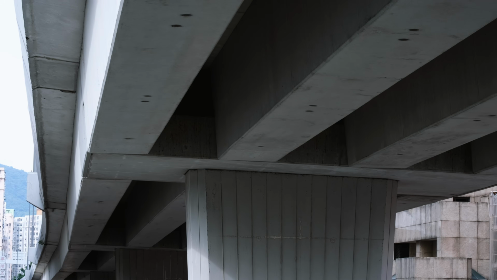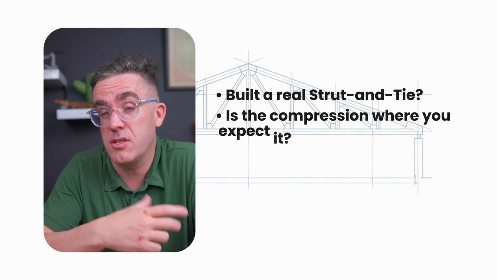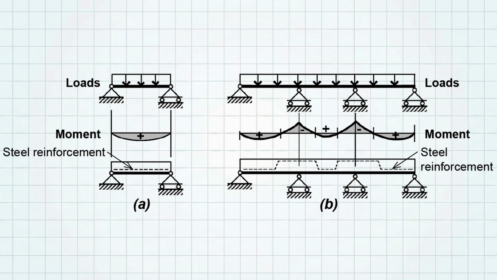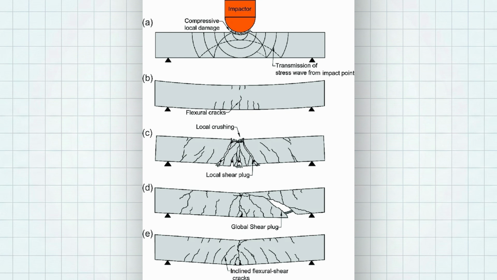So the question is, have you actually made a real strut-and-tie? Is the compression force on the side that you actually need it? Example, if you've got flexure, is the compression force on the top of the beam if you're bending down, and the tension force on the bottom. You can't really do the reverse, as the load path won't actually work.